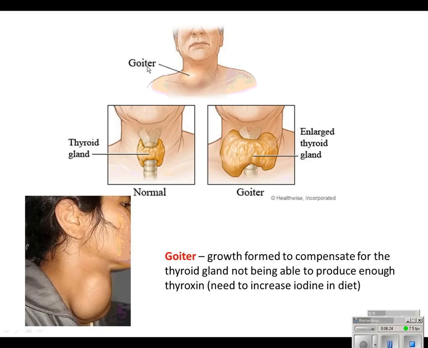So here is an example of a goiter, which is an abnormal growth in the thyroid. What happens is if the thyroid gland is not able to produce enough thyroxine, it's going to increase in size to try and produce more. So it overcompensates for not being able to do that. And the opposite would happen if you have hypothyroidism. You're not able to produce enough thyroxine. But here, this goiter is this growth, and people that have goiter need to increase the iodine in their diet in order to help relieve that.